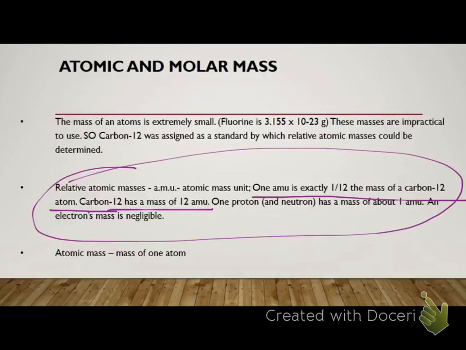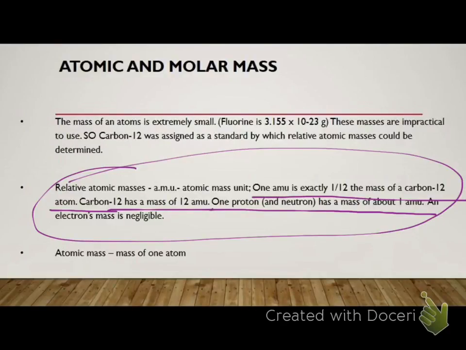So with this system, one proton or neutron has a mass of about 1 AMU, and the electron's mass is negligible, because remember, we said a proton was 1,800 times heavier. They do this because it works out great: if I find out the mass of something, I can figure out how many atoms there are and all that, which we're going to get to later. So that's how an AMU is defined.